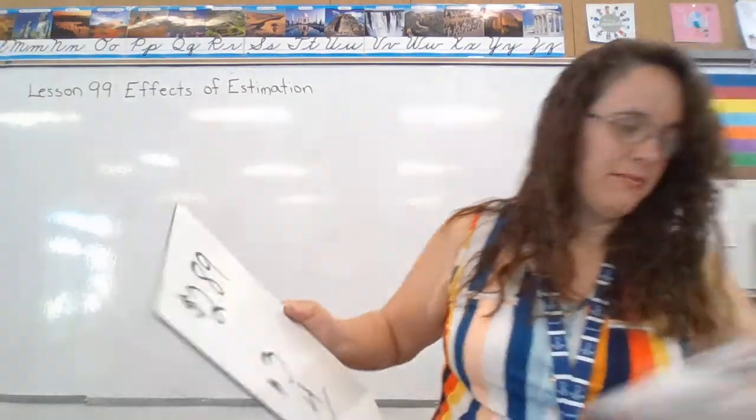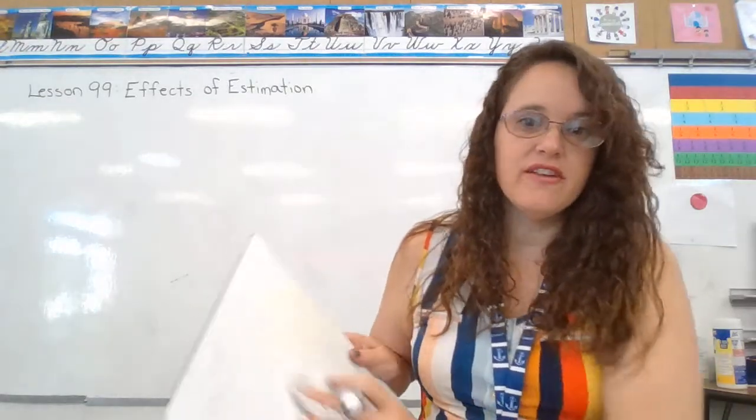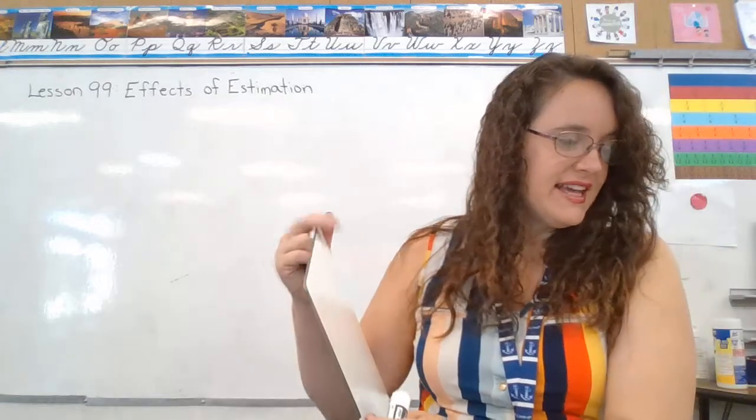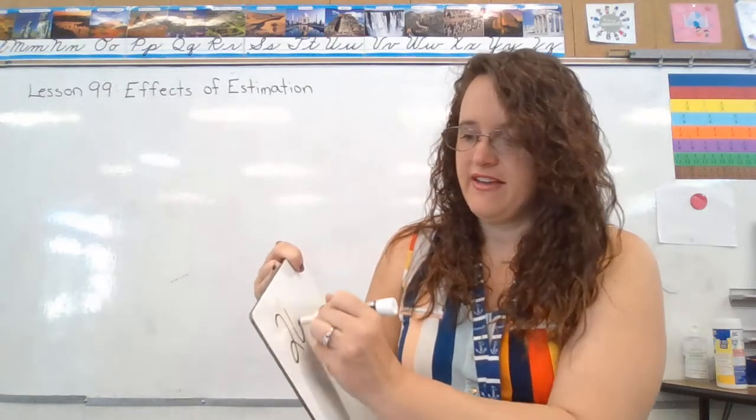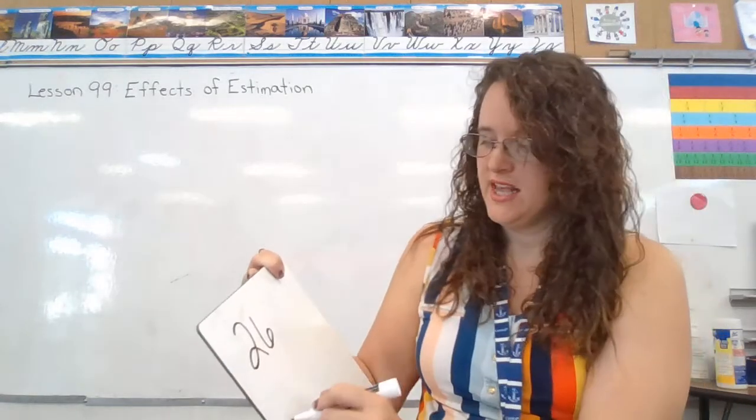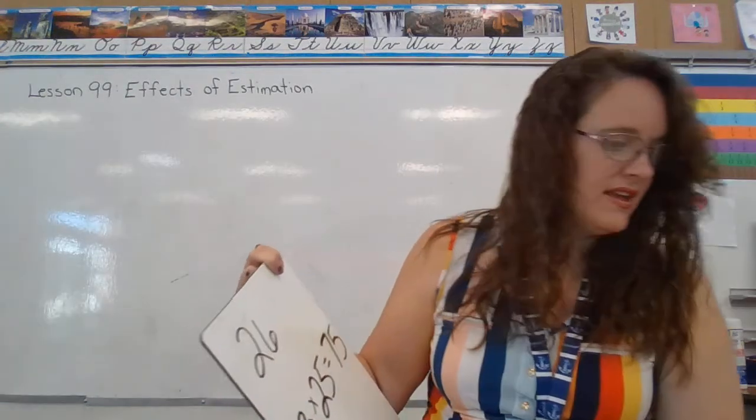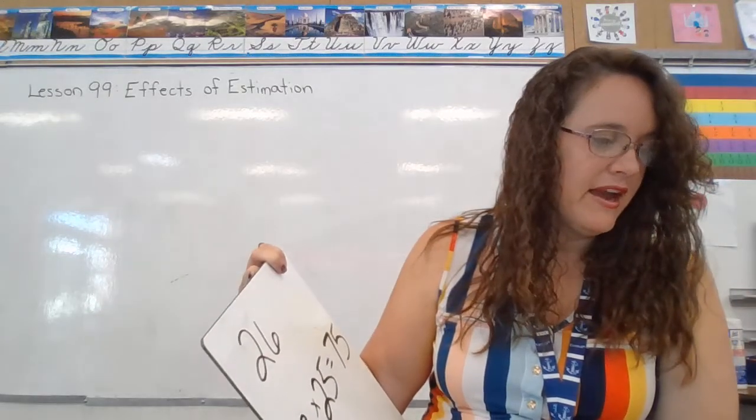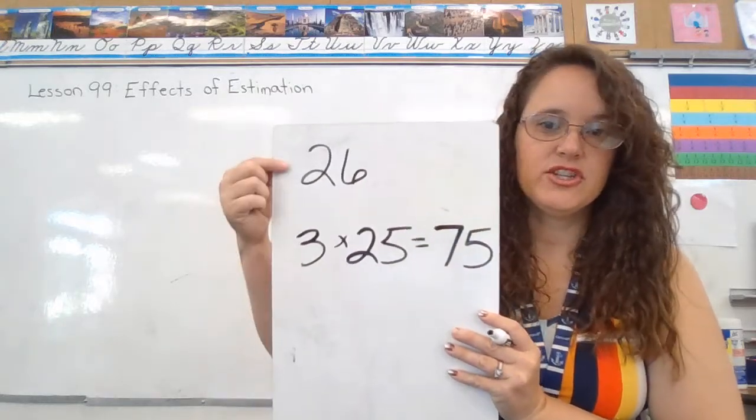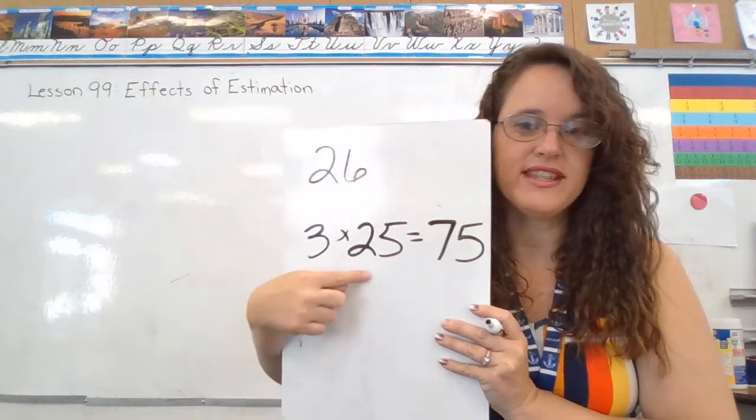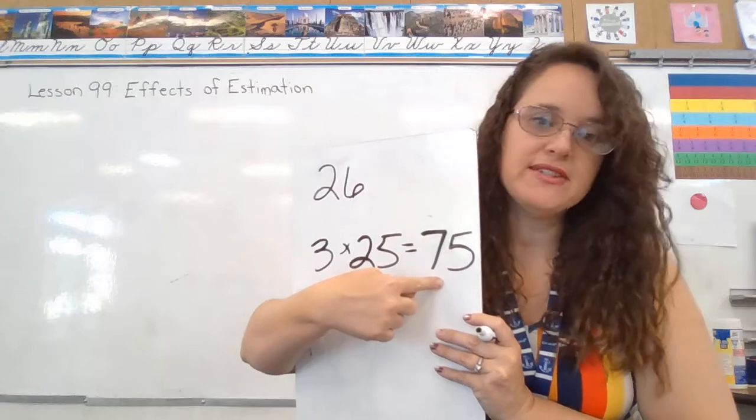Let's look at our next example. There are 26 students in each of 3 classrooms. Nelson estimates that the total number of students in the classrooms is about 75 because 3 times 25 equals 75. How does Nelson's estimate compare with the exact number of students? So here, Nelson took the 26 students in each class and he rounded that to the compatible number of 25. So he said there's going to be about 75 kids.